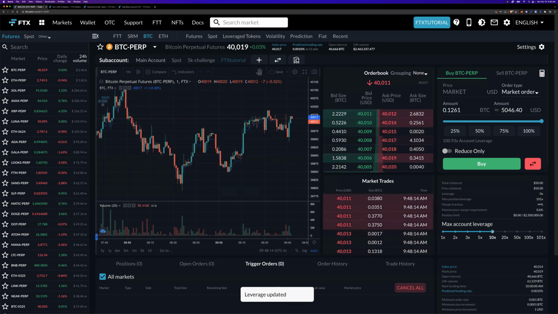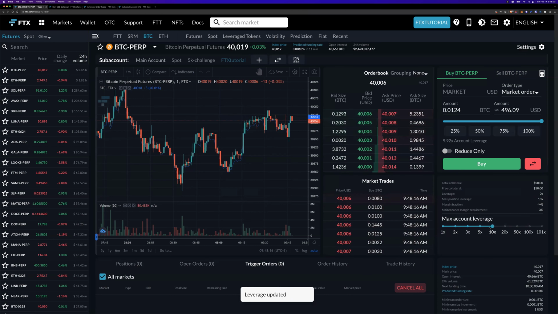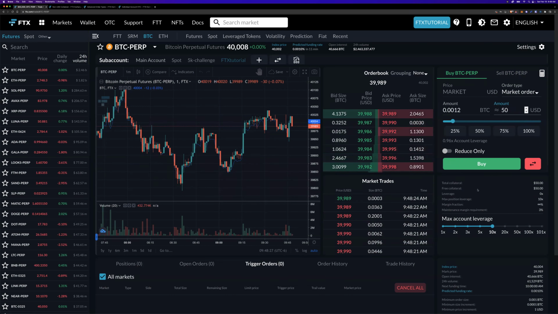So let's just say we use 10x leverage, right? 10x leverage doesn't necessarily mean you have to use this entire leverage. It just means that that is the amount of leverage that is afforded to you. You can just simply use $50 here, and then you could step it up by buying continuously below.